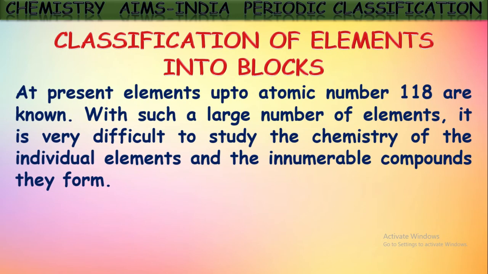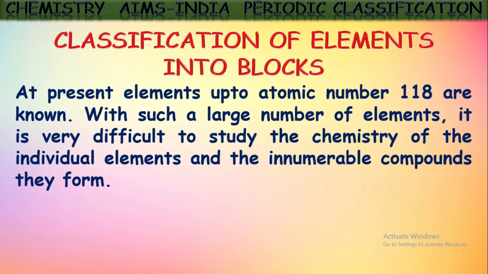At present, elements up to atomic number 118 are known. Yes, presently they have discovered 118 elements so far, isn't it? With such a large number of elements, it is very difficult to study the chemistry of the individual elements and the innumerable compounds formed by those elements. So it will be very difficult to remember the properties of each and every one of these 118 elements.